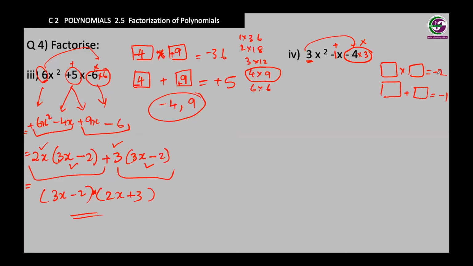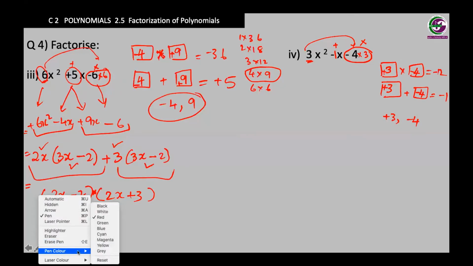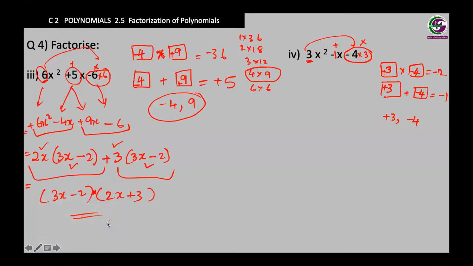3 times 4 is 12. 4 minus 3 is 1. Okay, so we can take 3 and 4. But remember, your number should be negative. So larger number is negative and the smaller number is positive. So the numbers are positive 3 and negative 4. So this is how you can split the middle term. One of the numbers will be positive 3 and the other number will be negative 4.